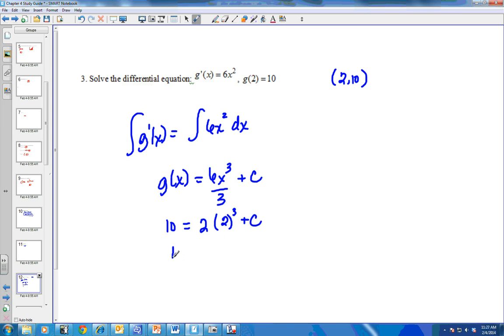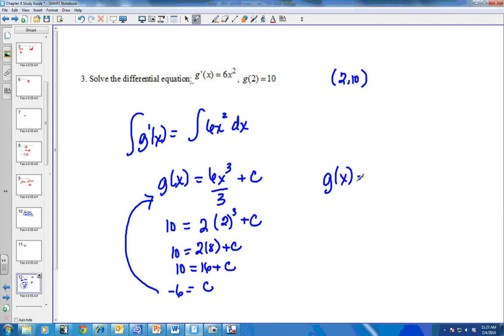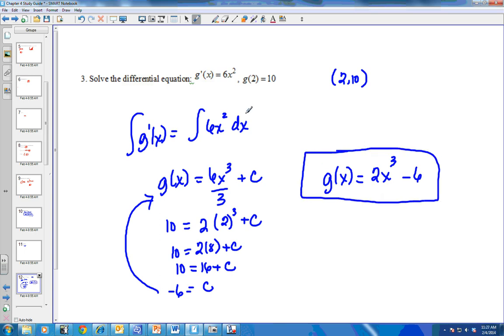Okay, so I have 10 equals 2 times 8 plus c. So 10 equals 16 plus c. That means c must equal negative 6. And my answer is what I get when I plug that c back in. So my answer is g of x equals 2x cubed minus 6. Okay, so anytime they give you the derivative with a point, we're going to integrate, solve for c, plug that c back in.